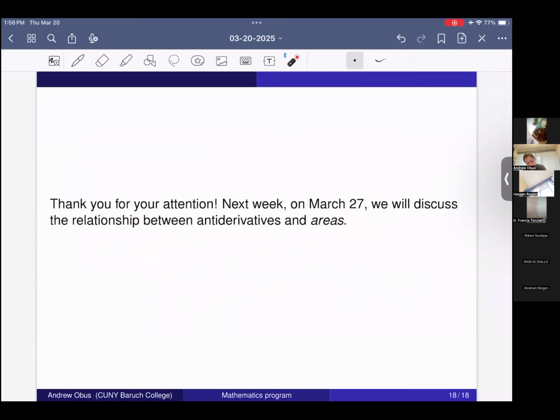On March 27th next week, we're going to discuss the other meaning of antiderivatives, which is the relationship between antiderivatives and areas. Today we talked about antiderivatives and how they relate to motion. Next week we'll talk about antiderivatives and how they relate to areas. That'll be our topic.